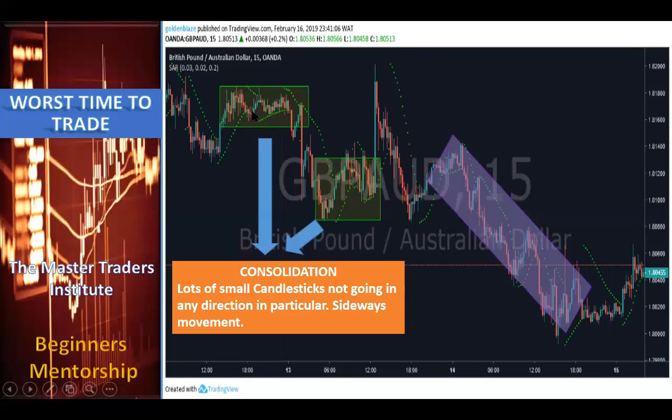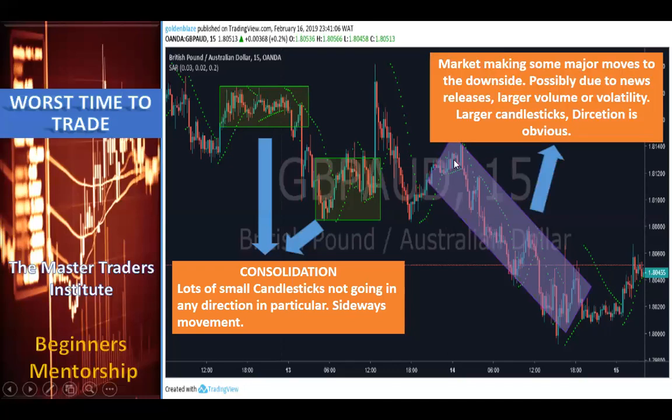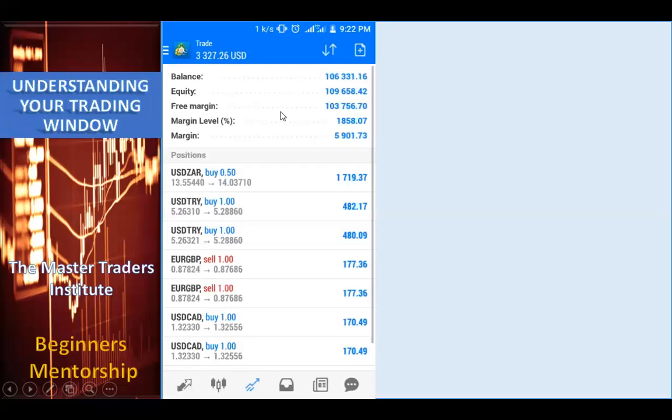So you don't want to be caught here, because when you are caught here, that is when you start praying to your God. God, please get me out of this trade. And then this is where the market is making the major move. If you find yourself in this particular place, from here to here is going to get you a lot of profits. So the market is making major moves here to the downside, and this is possibly due to a news release, larger volume of volatility, larger candlesticks. Direction is obvious here. But over here, the direction is not obvious. You don't know whether the market is going to go down or is going to go up. And you don't want to be caught in something like this.